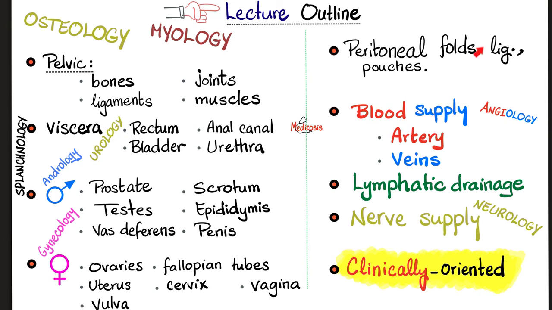Then we'll talk about the peritoneal folds, the peritoneal ligaments, the uterovesical pouch, and the rectouterine pouch, also known as the pouch of Douglas or the cul-de-sac of the pelvis. We'll also talk about the broad ligament of the uterus, the round ligament of the uterus, the ovarian ligaments, and much more. Then we'll talk about arterial supply, venous drainage of the pelvis, then lymphatic drainage, as well as innervation of the pelvis. After that, it's clinically oriented anatomy.